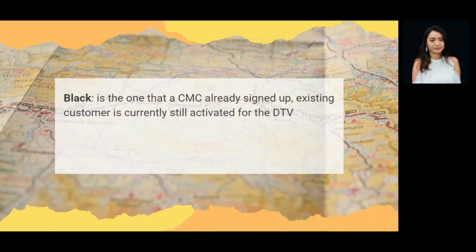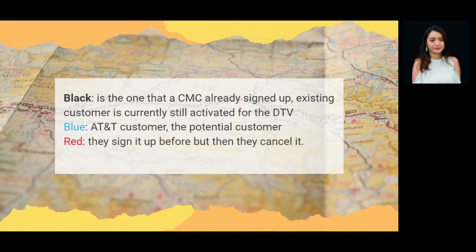For the black one, it's one that CMC, our company, already signed up. The blue check means it's an AT&T customer, a potential customer. The red one means they signed up before but then canceled. So the black one is an existing customer, currently still activated for DIRECTV. The red one is one that we signed up from our company before, but the customer canceled after. The green one means they are already AT&T.